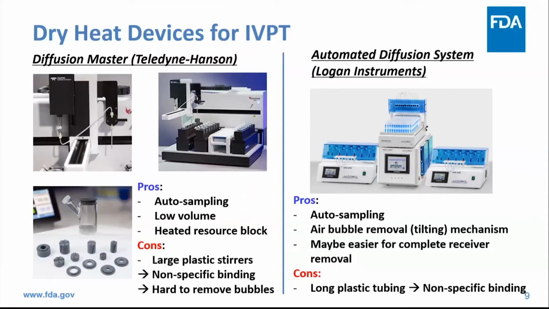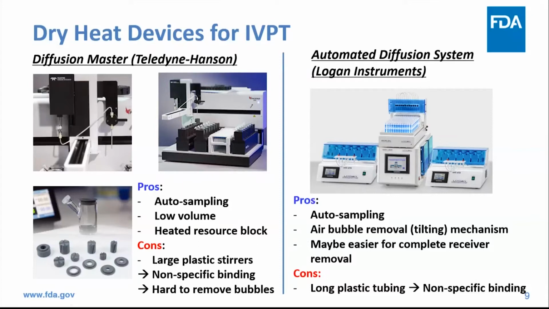So there are also dry heat devices for IVPT. So far, we have tested the Diffusion Master System from Teledyne Hansen. It has an auto sampling arm as well, so it provides tremendous convenience for overnight sampling. The solution temperature of the Diffusion Master was controlled with heating blocks.